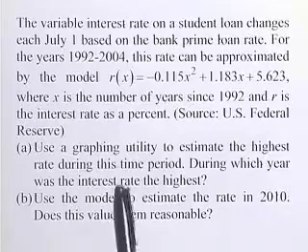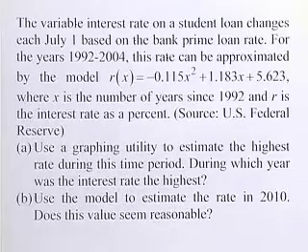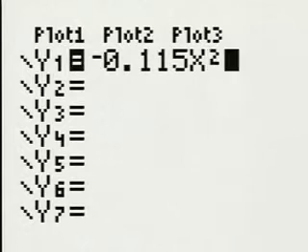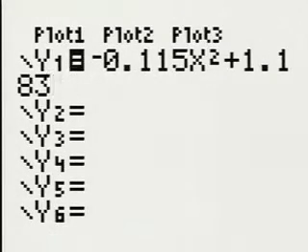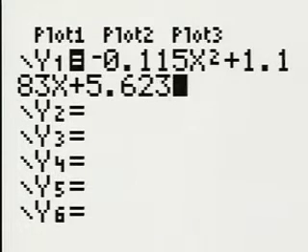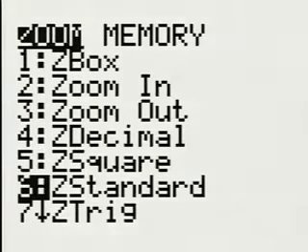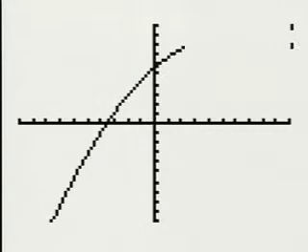So to begin with, we need to enter our model into our graphing calculator in Y1. So we'll go to our y equal to screen and we'll enter negative 0.115x squared plus 1.183x plus 5.623. And we need to graph that. Let's go ahead and start with a standard window just to get an idea of what's going on.